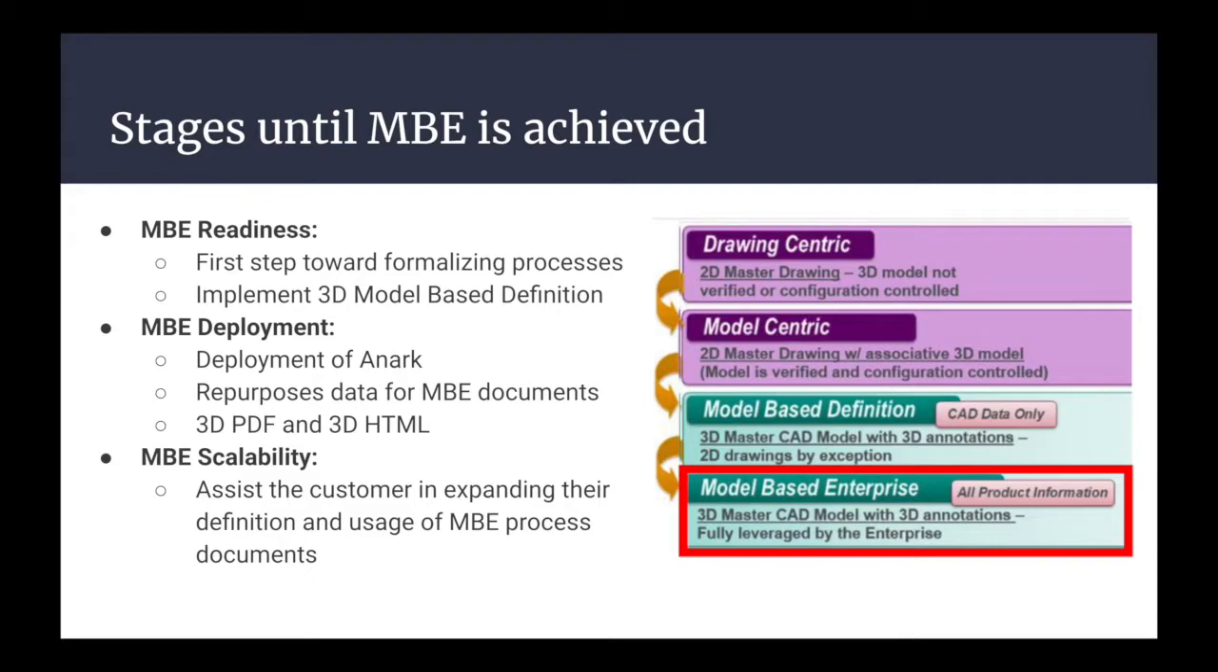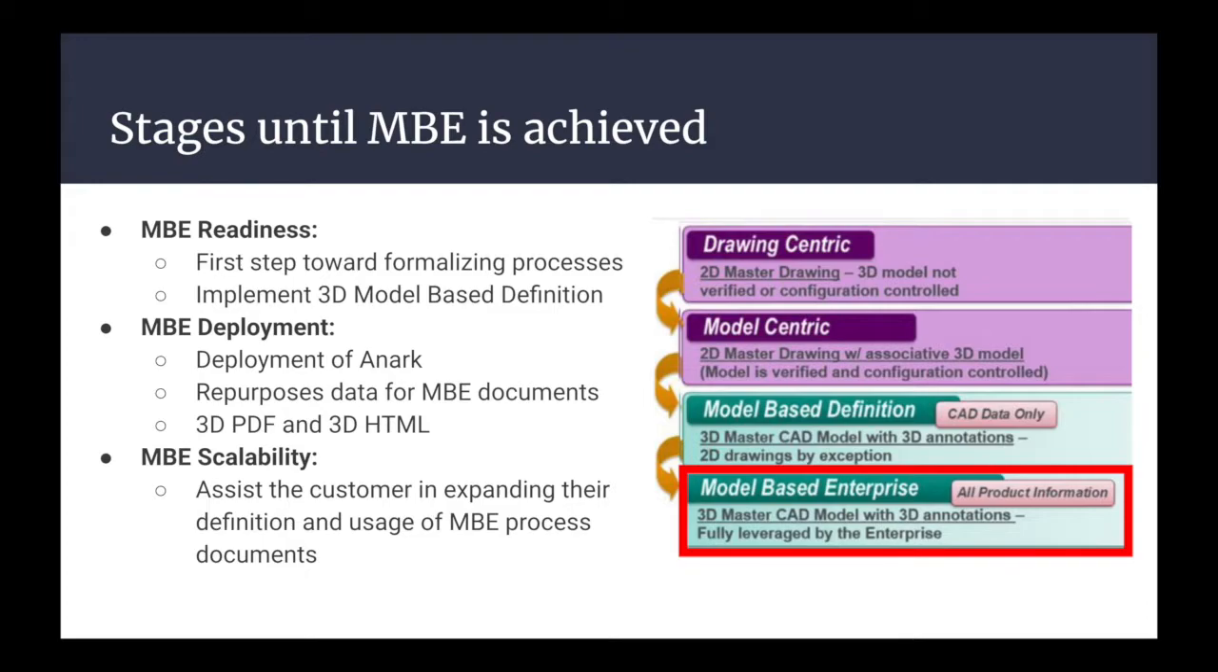In this step, the company takes its first step towards formalizing processes, making them more model-centric and for effective design to manufacturing collaboration, implementing 3D model-based definition, best practices, and migrating PMI, GD&T, and annotations from 2D drawings to 3D models. Elevating customer design and collaboration processes are ways to make the company MBE ready.